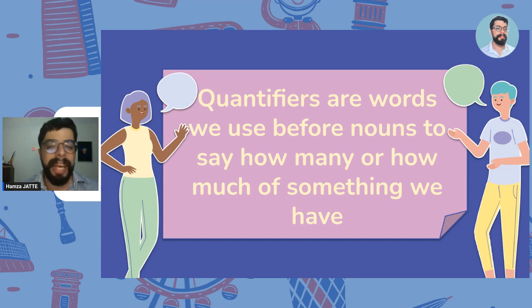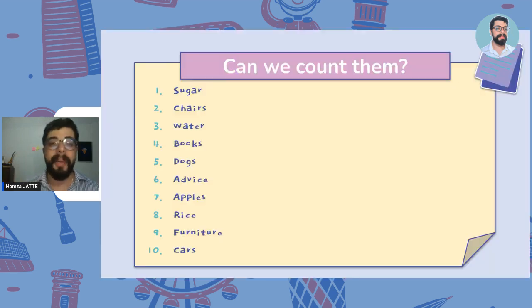Etc. So I think from these examples that I have just given you, you can understand that in English, we have 2 types of words. Words that we can count, and this will come very handy later on, and words that we cannot count. So I have a list of examples here. You can pause the video and try to see if you can recognize the words that we can count and the words that we cannot count.